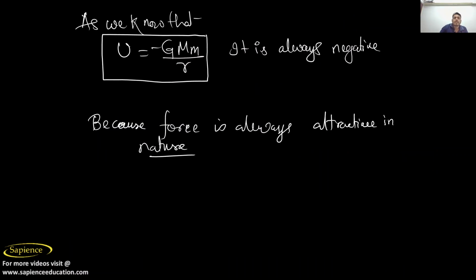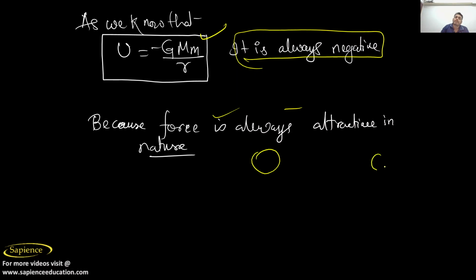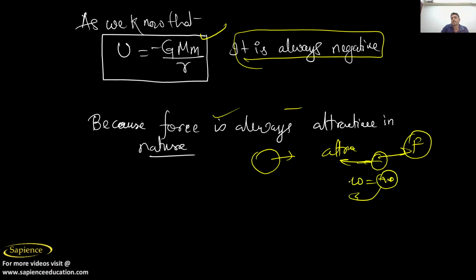Now, as we know that potential energy is equal to minus GMm by r, it is always negative because force is always attractive in nature. Whenever we are talking about masses, there will be attraction. So we always have to apply a force in the opposite direction, and if you apply a force in the opposite direction of the displacement, you will get work as negative, and if that work is converted into potential energy, hence potential energy is negative. I hope you have understood now.